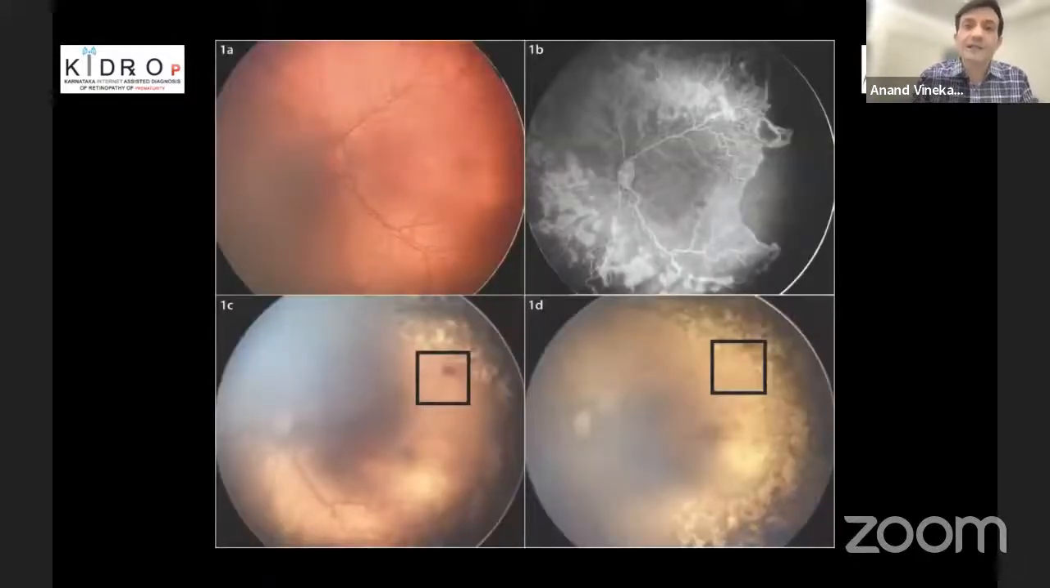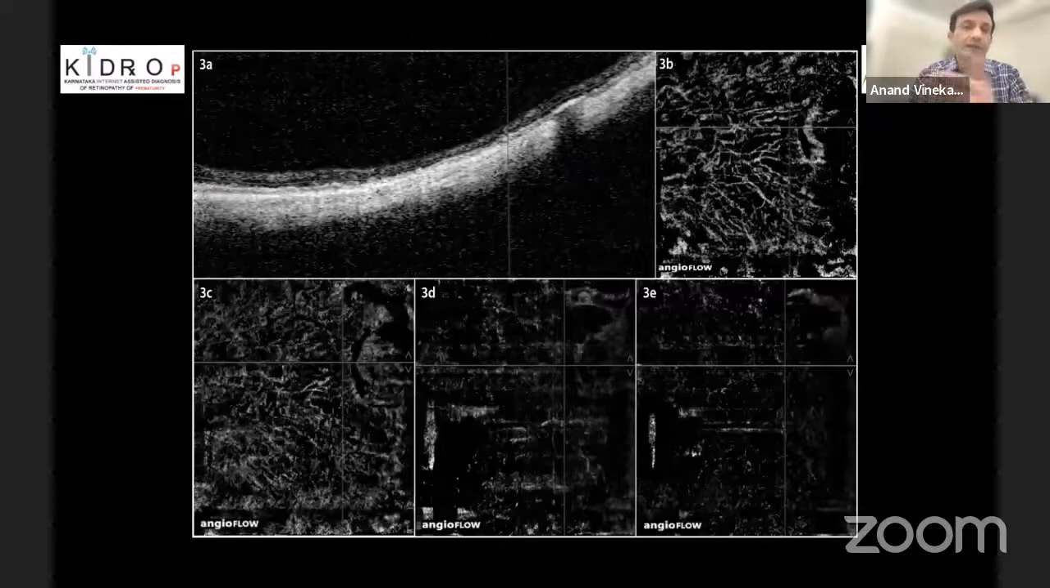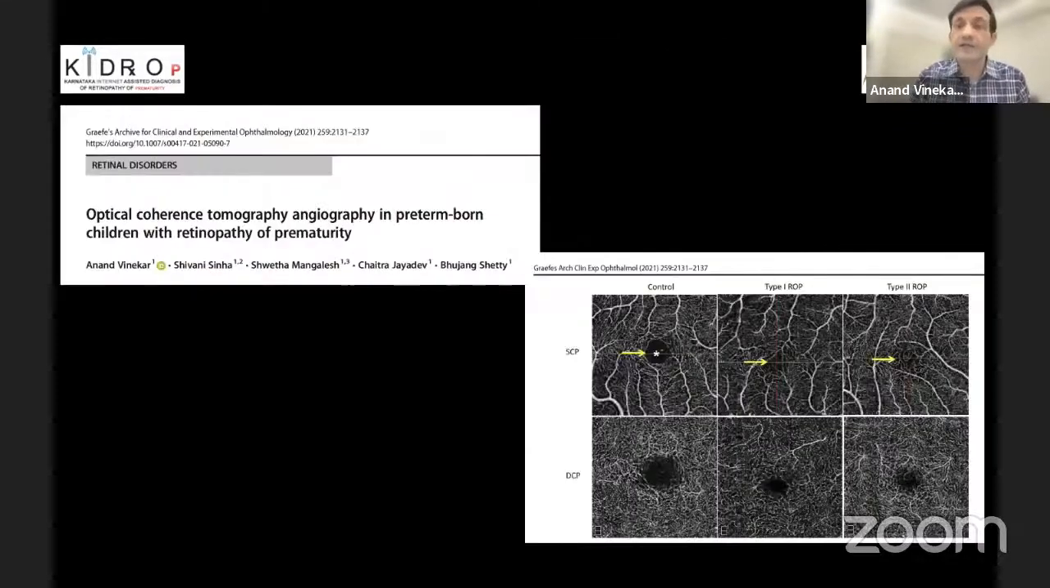In recent advances, I really want to talk about our little bit of experience in doing OCT angiography in these babies. This was our very first case report where we looked at OCT angiography to not only realize that this flat new vessels in aggressive ROP was not on the surface, but way deeper. And if you selectively laser that, you can see on the follow-up OCT angiography that all the deep new vessels really disappear.